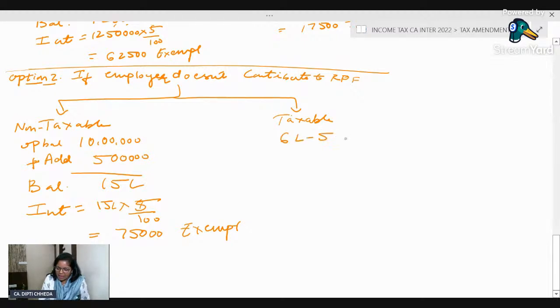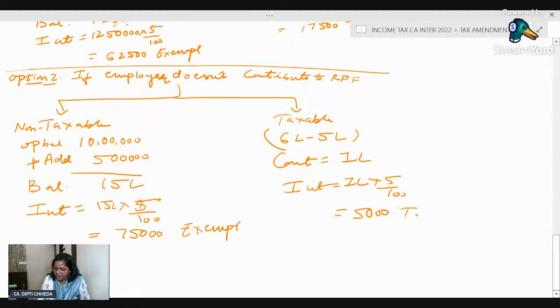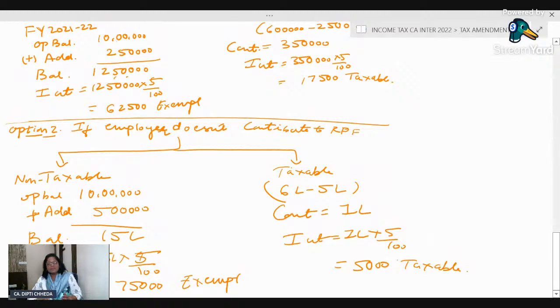6 lakhs. Minus 5 lakh exempted. So what is the contribution which is taxable? 1 lakh. What is interest on 1 lakh at the rate of 5%? 5,000 is taxable. Nice, clear to all of you?